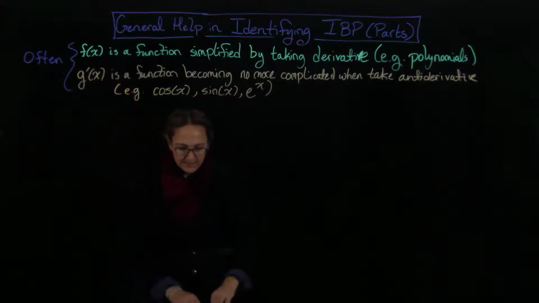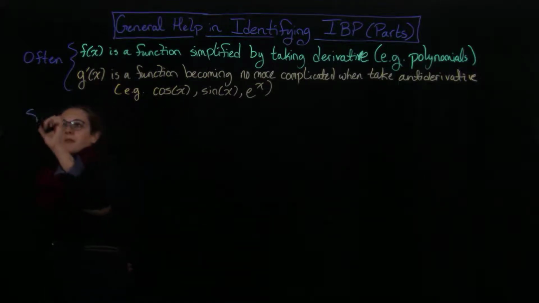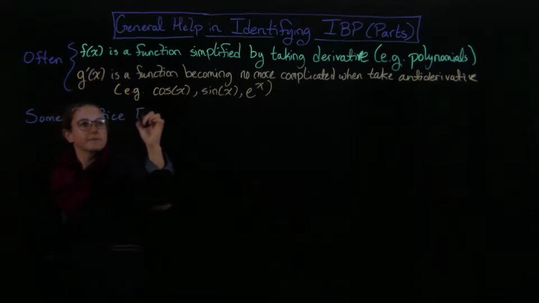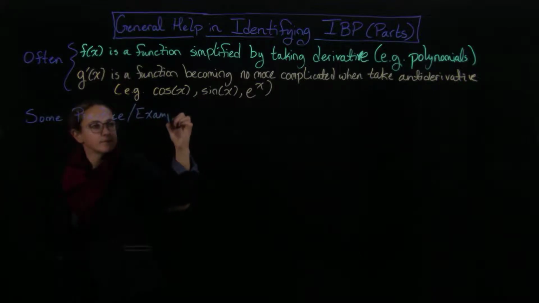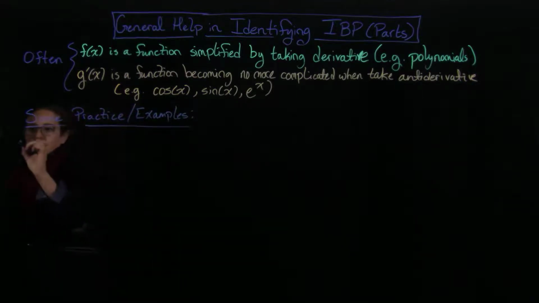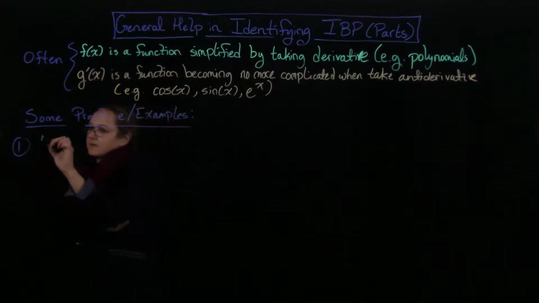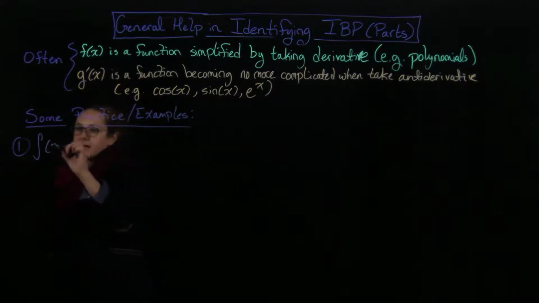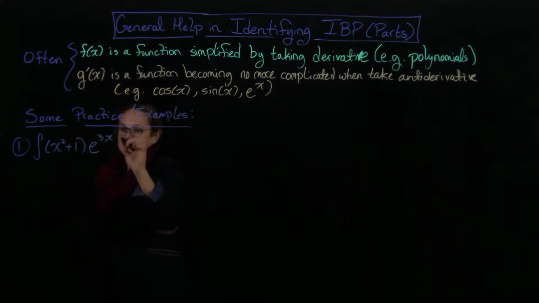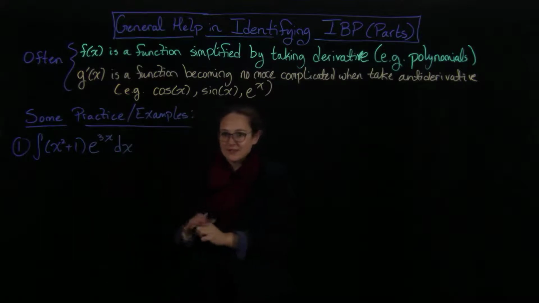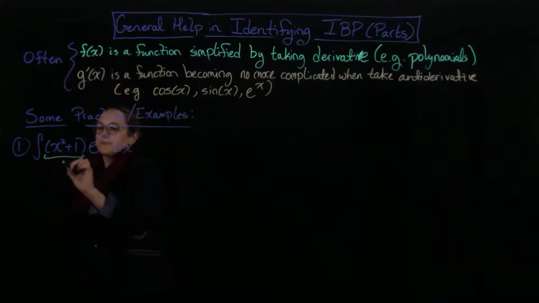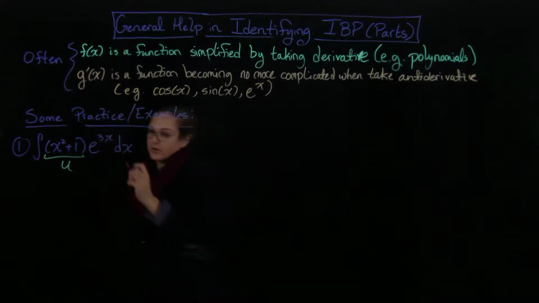Okay, so here are some practice examples. Here's the first one: I'm going to take the integral of x squared plus 1 times e to the 3x dx. If you look at this, you identify there's a polynomial in there. So this is going to be my u. And then the thing that doesn't become any more complicated becomes my dv.